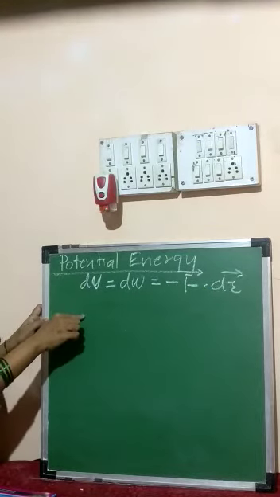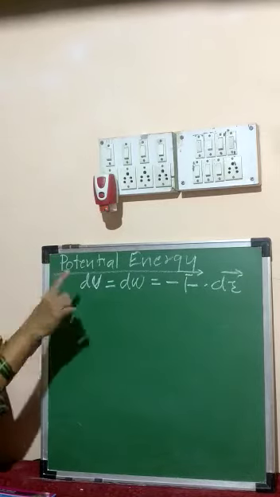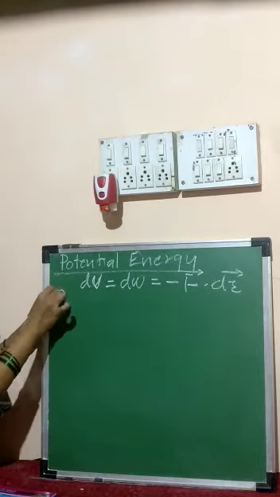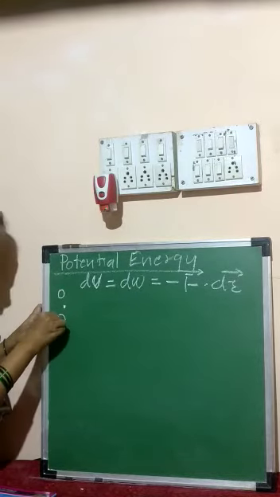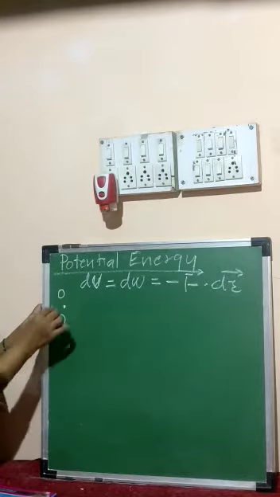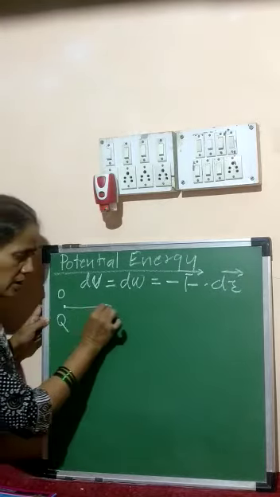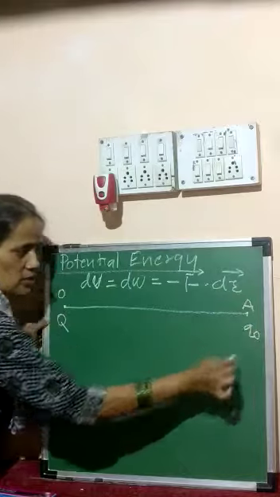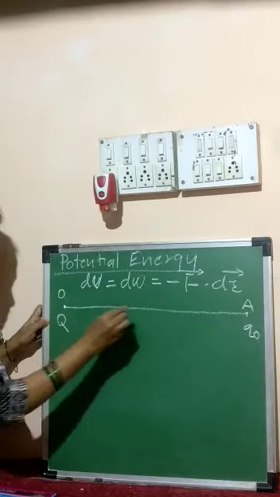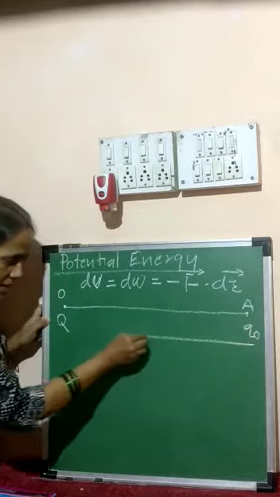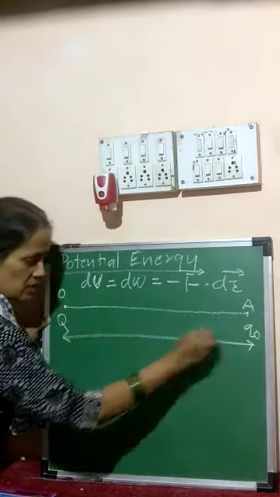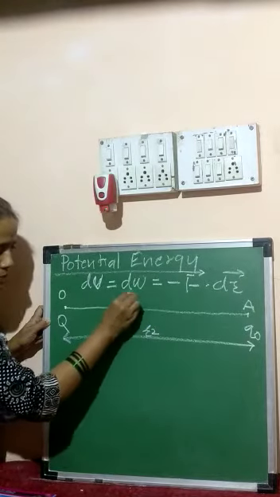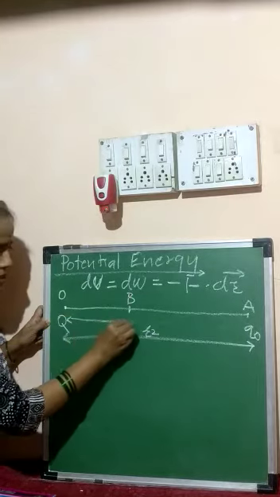Now for this expression of potential energy, we can consider a derivation. Let's consider a point O, and at that point O there is a source charge capital Q. At a point A there is a charge Q0, which is also positive. This Q0 charge is at a distance R1 from the source charge, and there is another point B, which is at a distance R2.